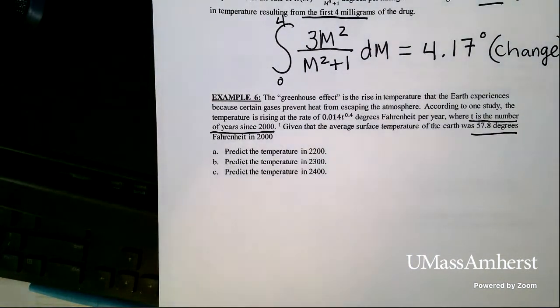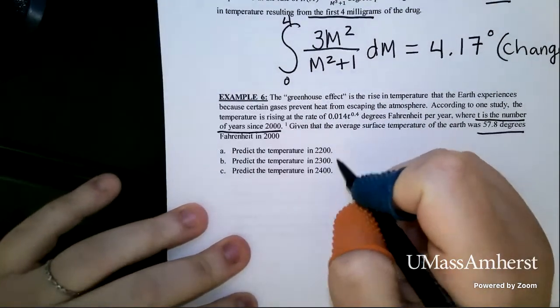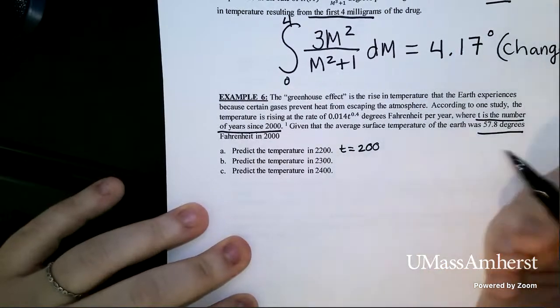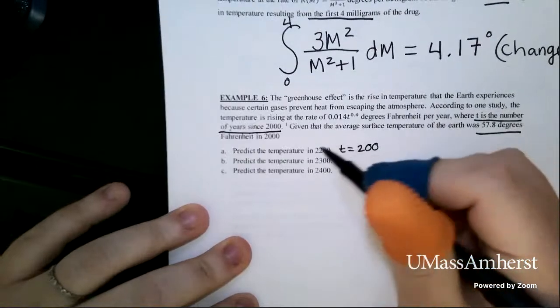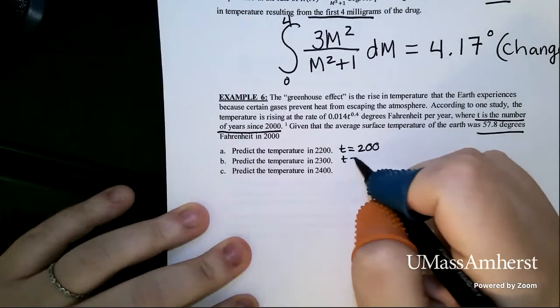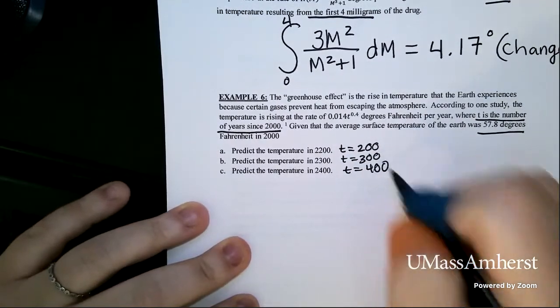All right. So what we need to do is figure out our t-value for each of these predictions. For this one, we're interested in what's happening from 2000 until 2200. So t equals 200. This is t equals 300. This is t equals 400.